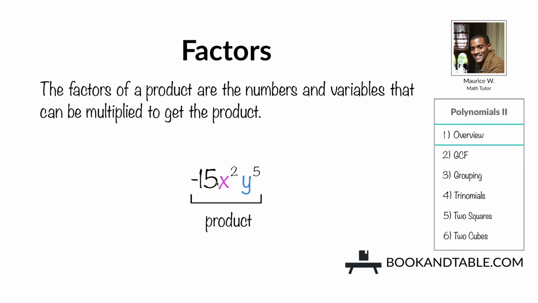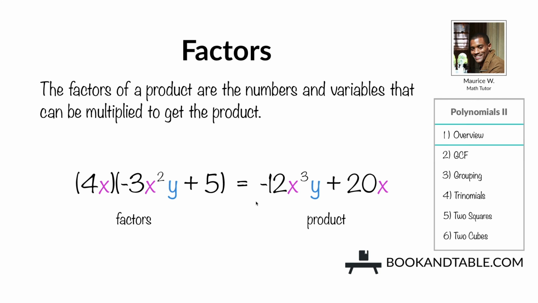Now let's say you had a term that had both numbers and variables. Negative 15 x squared y to the 5th is a product because you are multiplying negative 15 times x squared and multiplying these times y to the 5th. Right? So it's a result of multiplication, so it's our product, which lets us know that the individual pieces of that product are our factors. So the factors of negative 15 x squared y to the 5th are negative 15, x squared, and y to the 5th. Now that is for a monomial.